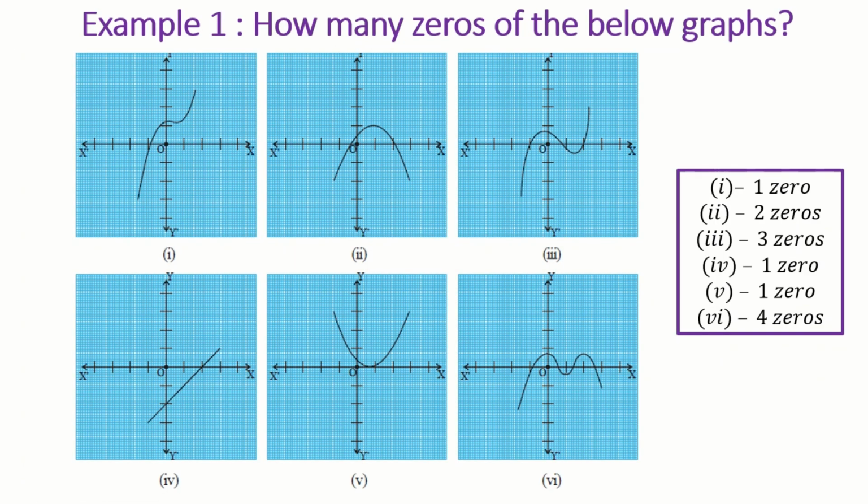So just check how many zeros are in the graphs below. Simple exercise. This has only one. This has two zeros. This has three zeros: one, two, and three. This has only one zero here. This is a linear polynomial. This is a quadratic polynomial that has one zero. This has 1, 2, 3, 4. Four zeros are there. So that is how you can understand the graph.